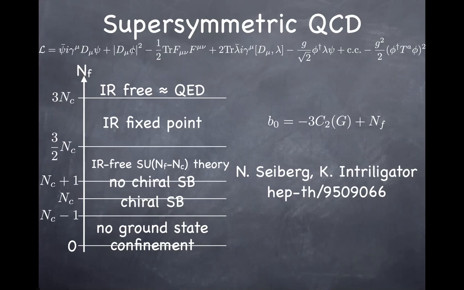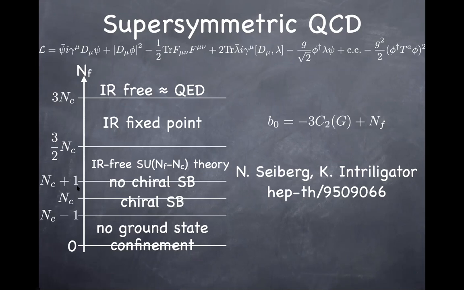Because you have these scalar fields, squarks, phi, it turns out that these scalar fields run off to infinity, and it's what is called the runaway behavior, so there is no stable ground state. Once the number of flavors becomes as large as NC minus 1, then the situation changes. For the number of flavors being equal to NC, you actually have the theory of composite particles, namely mesons, and you have chiral symmetry breaking.